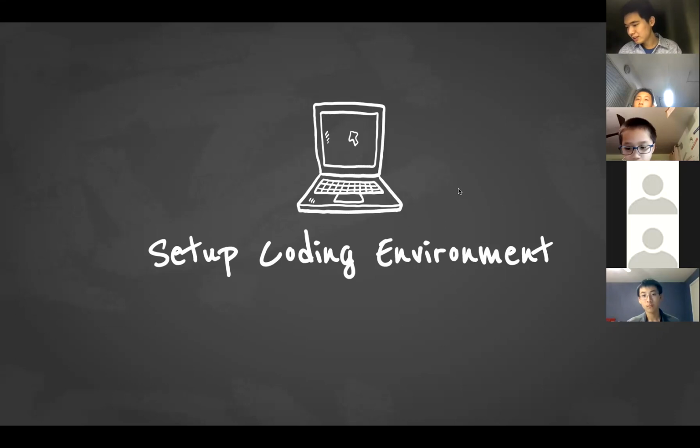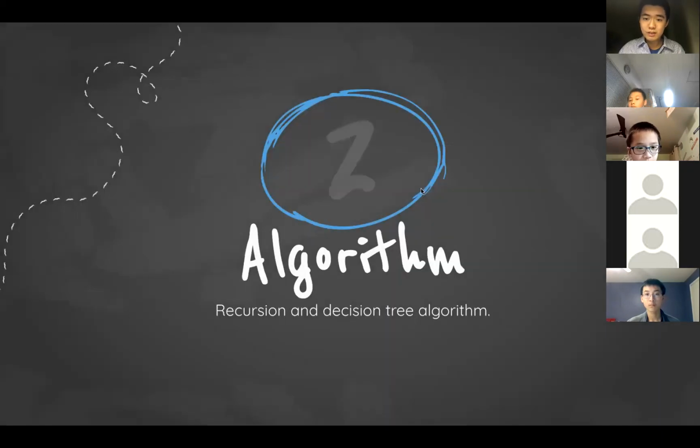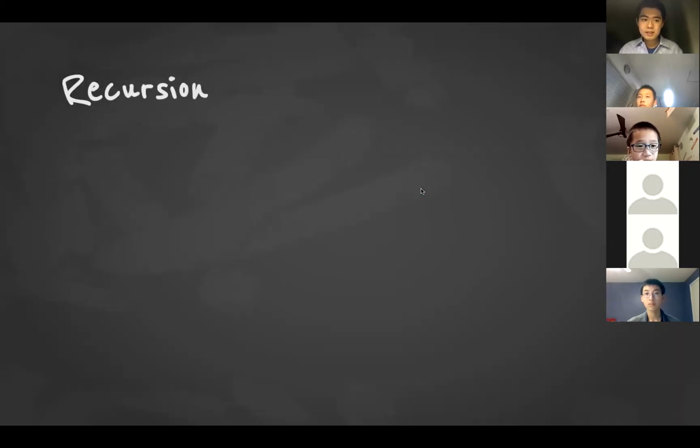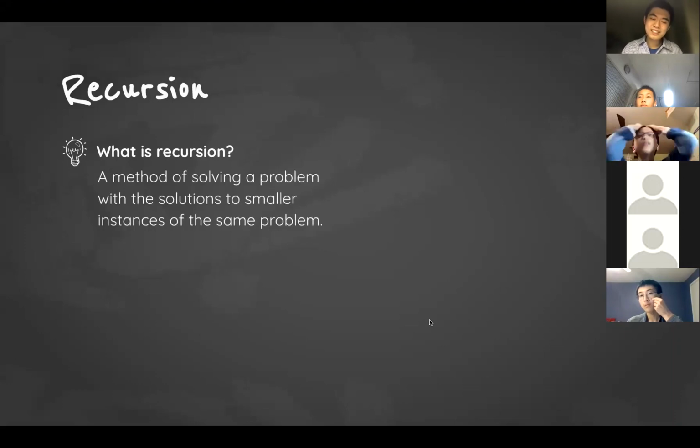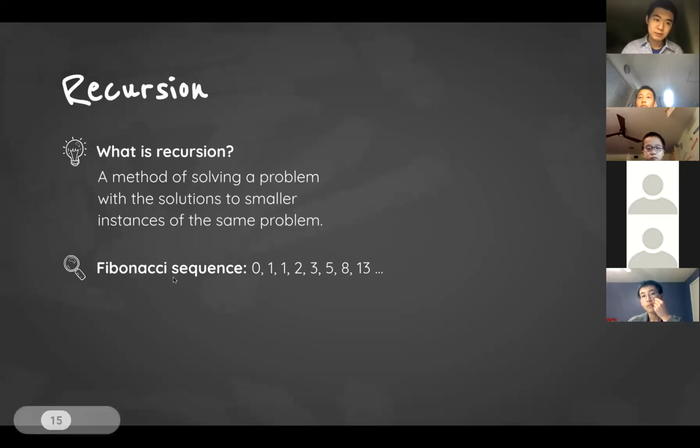So for the purpose of today's demo class, I want you to pull up your own coding environment, all right? And then we're going to work on a few recursion projects. So let's start with a brief explanation of what recursion is. I will keep it brief since we don't have much time. Recursion is a method of solving a problem with the solutions to smaller instances of the same problem. A really good example is the Fibonacci sequence.